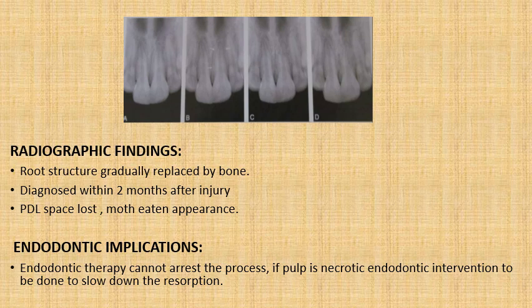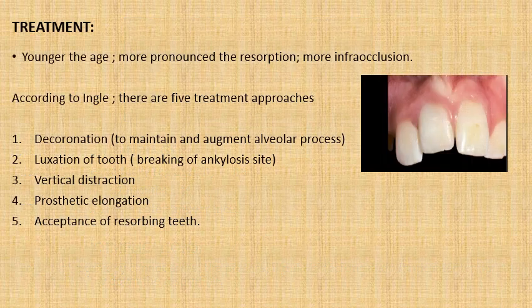And only if the pulp is becoming necrotic, and if any signs of pulpal necrosis are seen, you have to start the endodontic treatment. Otherwise, it is not required. The younger the age, the more pronounced the resorption, the more will be the infraocclusion. And according to Engel, there are 5 treatment protocols. Just know the names.